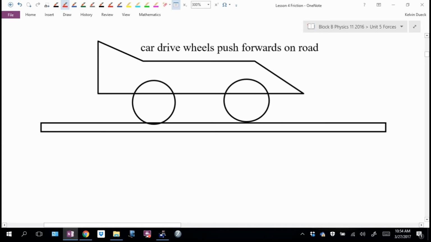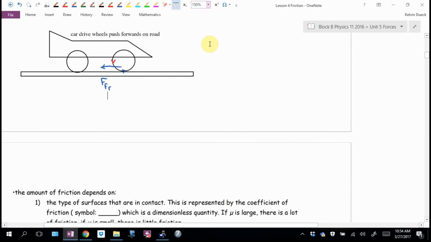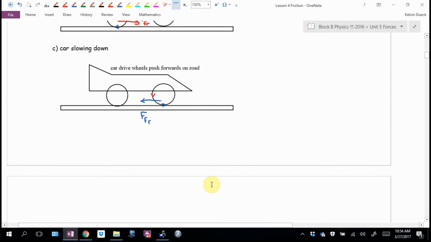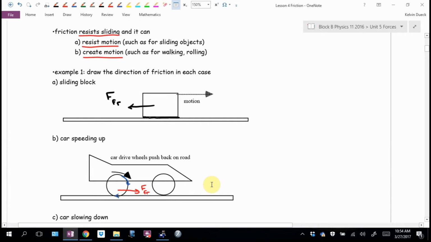What about for a car slowing down? Well, when you hit the brakes, actually what happens is your front wheels apply a force against the pavement forwards. Forces come in pairs, so friction is going to apply a force which way? Backwards. Okay? Friction resists sliding. It's in the opposite direction that the objects try to slide. But it can cause motion. You can't always just say it's going to be in the opposite direction that the thing is moving. It can cause motion. It can resist motion.